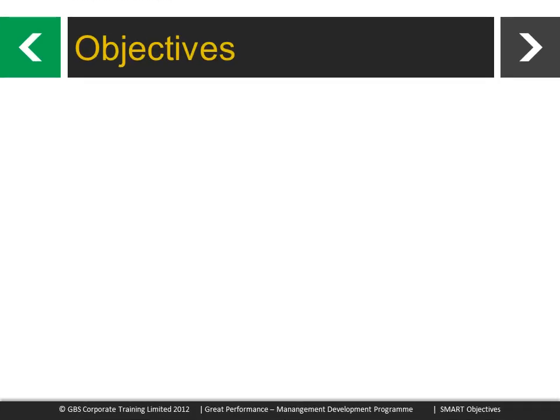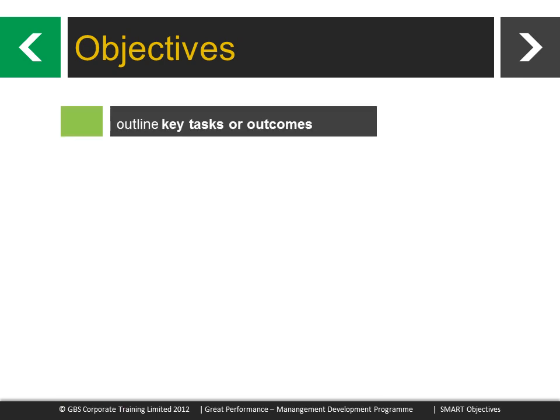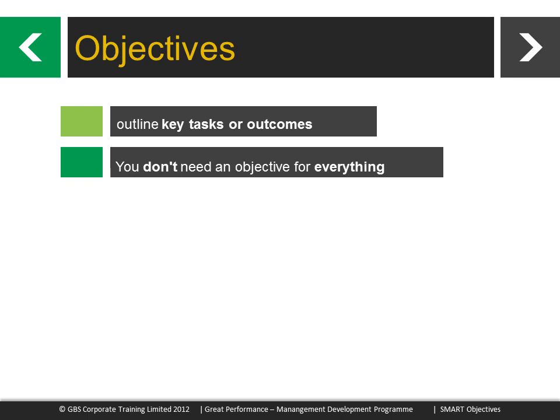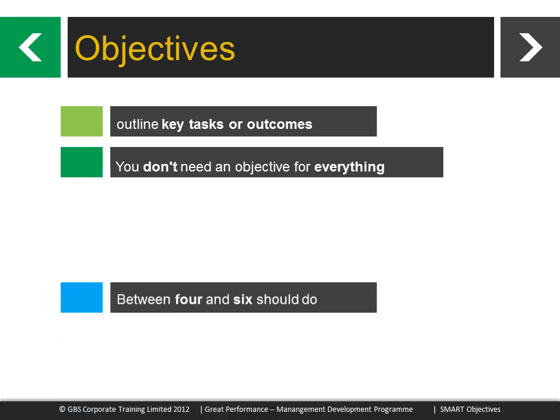Objectives are short, simple statements that outline key tasks or outcomes that we need to achieve in our job. You don't need an objective for everything, just the most important elements of the job. Between 4 and 6 should do.